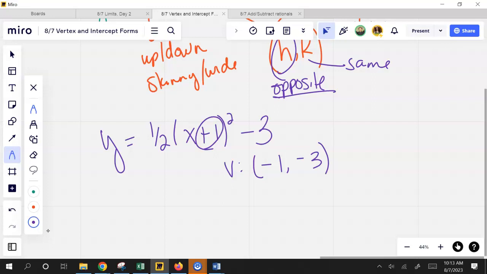Is this one skinny or wide? Wide. Why is it wide? 1/2 is smaller than 1, so it's definitely widening up. Is it up or down? Up, right, because it's positive. Y-intercept? Trick question, you don't know because it's not standard form. You don't know the y-intercept on this one unless I plug the 0 in for x, right? It's a different form, so it does not give you that y-intercept.